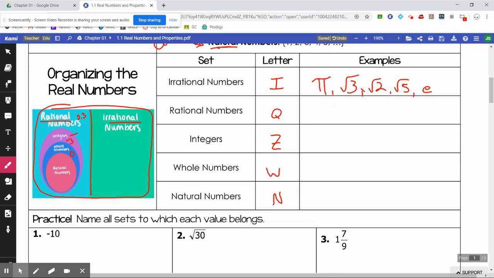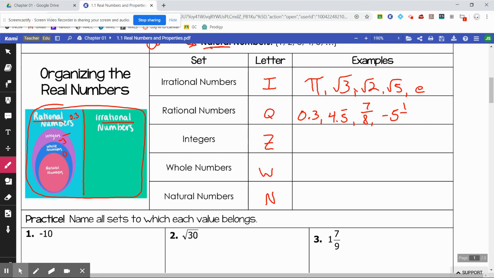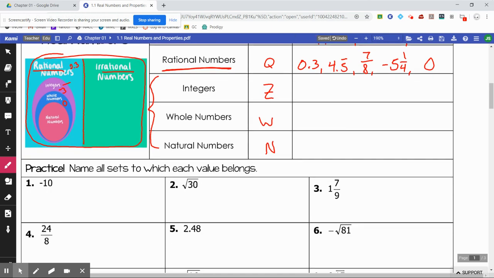Your rational numbers are any terminating or repeating decimal, like 0.3, 4.5 repeating, 7/8, and negative 5 1/4. They're rational because any value that can be written as a fraction, or as a decimal that does not continue on without pattern, would be a rational number. Even your whole numbers like 0 are rational values. So all three of these below are actually rationals. These are subgroups.